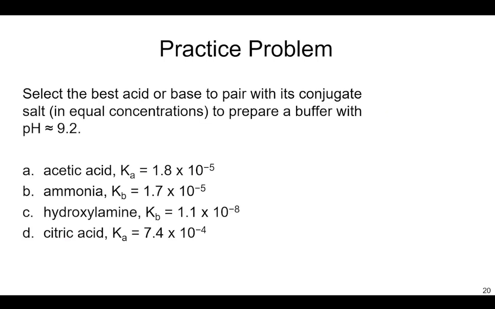Let's do a quick practice problem here and just think about what is the best acid or base to pair with its conjugate salt, which just means its conjugate acid or base, that'll prepare a buffer with a pH of 9.2. So go ahead and pause the video here and try to think about this. Think about maybe an equation involved for pH of a buffer and how you might use these values to come up with the best acid or base to pair with its conjugate salt in equal concentrations to prepare a buffer with a pH of 9.2.